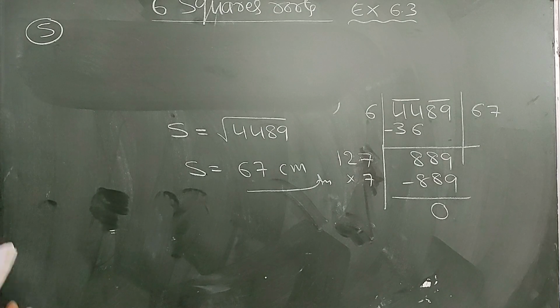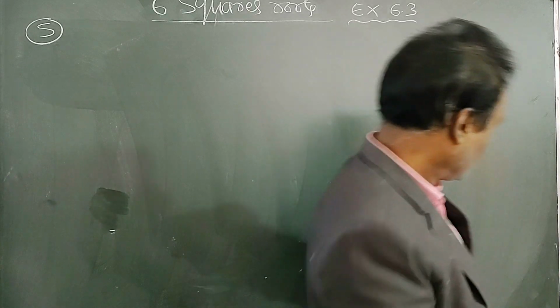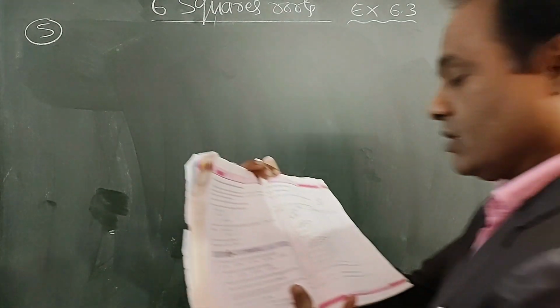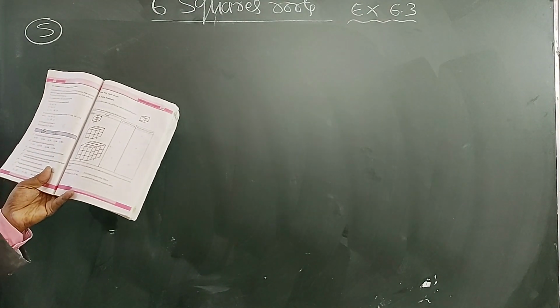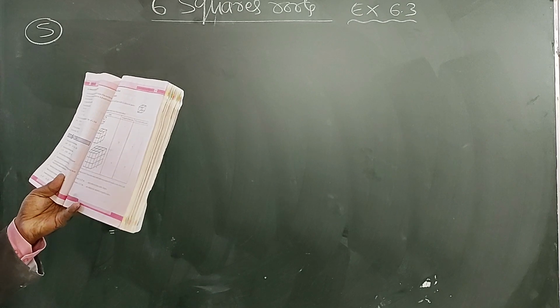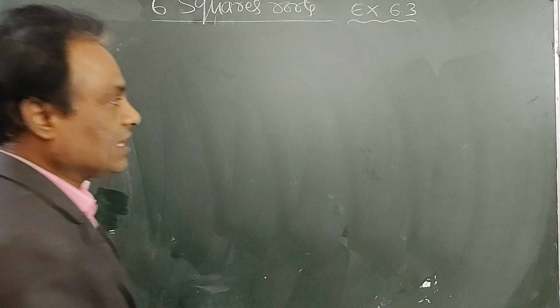I'm solving the fifth problem, students. A gardener wishes to plant 8,089 plants in the form of a square and found that there were 9 plants left. See here, students.